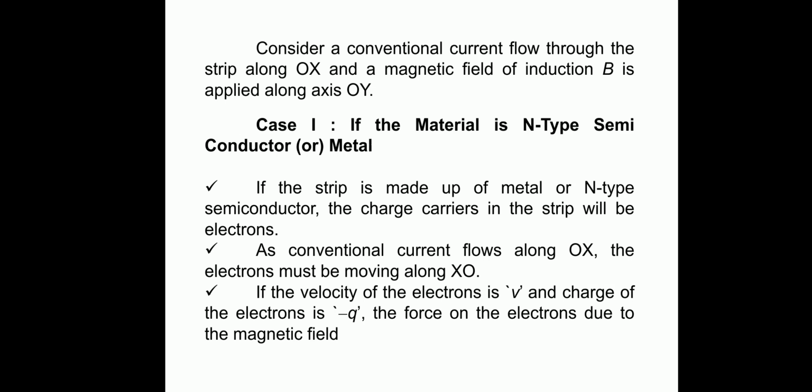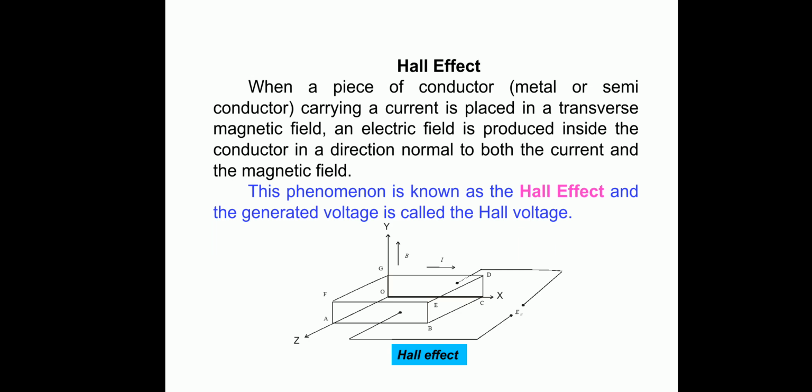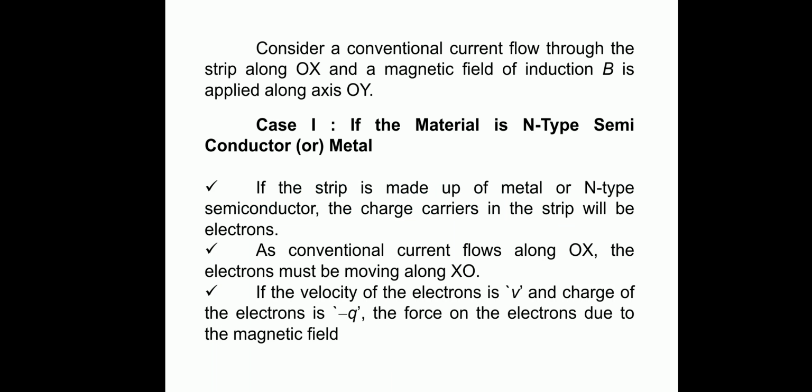If the strip is made of metal or an n-type semiconductor, the charge carriers in the strip will be electrons. We know that for an n-type material the majority carriers are electrons. Here we take the current flowing in the OX direction, so we know the electrons will flow in the opposite direction, that means the XO direction. That means the electron flow and the current direction are opposite to each other. So the conventional current flows along OX, and the electron must be flowing along XO.